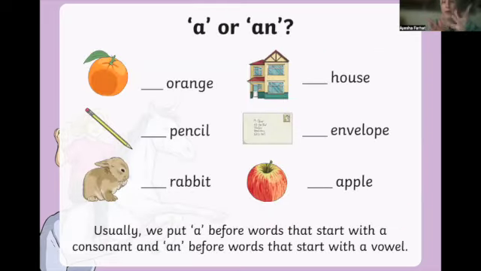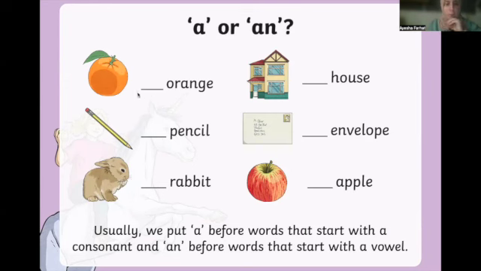Now we're going to see where we use a and where we use an. Rule. Remember our general rule. Our general rule is that if it's a consonant, we will use a, and if it starts with a vowel, we would use an. So try and practice using that rule.